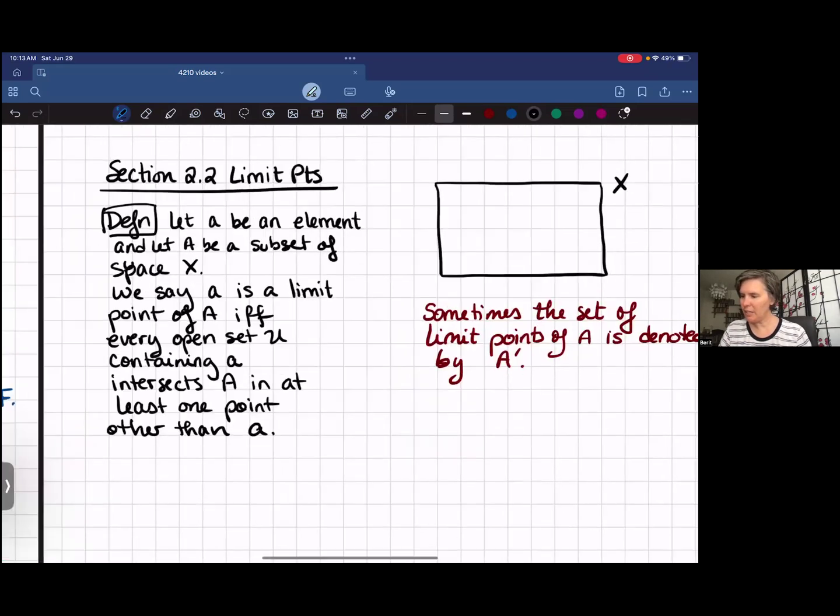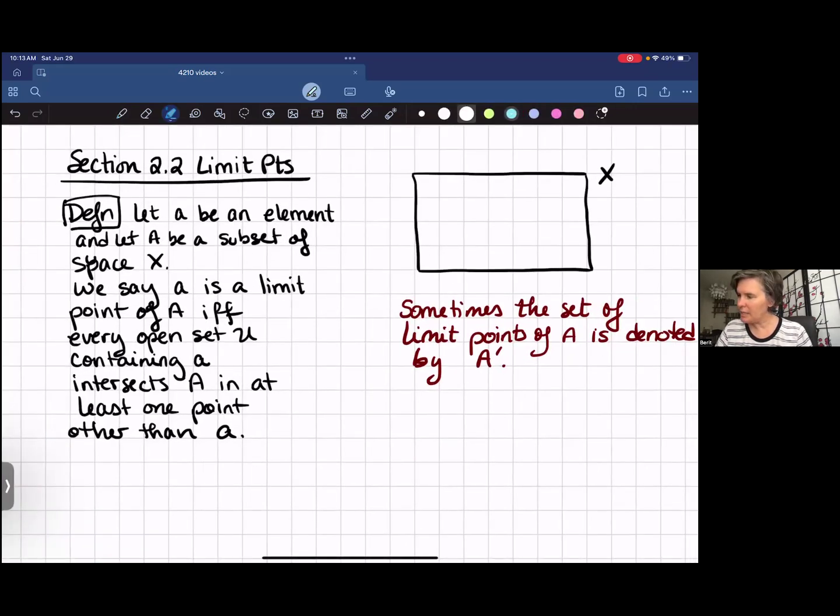So we take a topological space X and take a subset A of X, and we say that little a is a limit point of capital A if and only if every open set U that contains little a has to intersect capital A in at least one point other than little a. So let's go ahead and draw a Venn diagram to build a little bit of intuition about what this looks like.